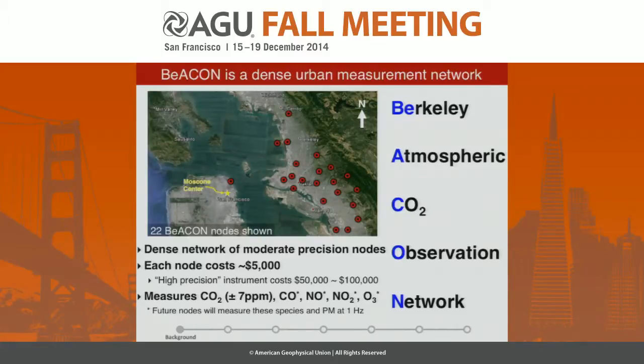A Beacon node measures CO2 to about plus or minus 7 ppm, and future nodes are going to measure CO, NO, NO2, ozone, and PM at 1 hertz. And so this map up here shows the 22 Beacon sites, and for reference, we're all here in the Moscone Center. So these 22 sites shown would cost about as much as 1 or 2 high precision instruments.